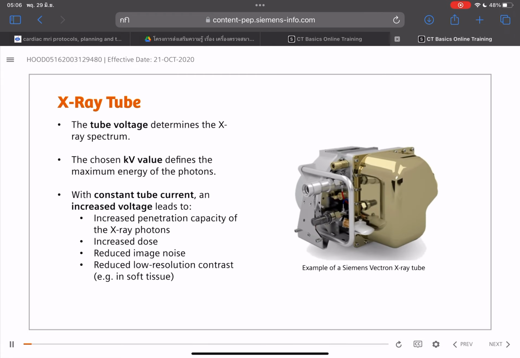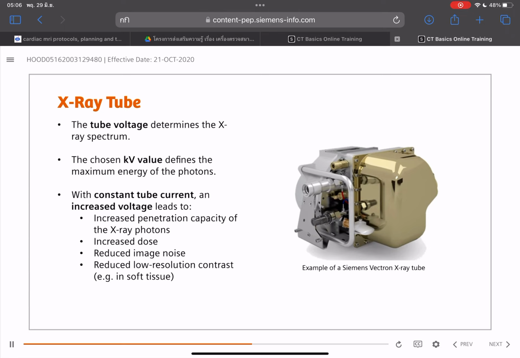One of the main parts of a computer tomograph is the X-ray tube. The tube produces the X-ray photons after it is energized by an electrical current. The energy level of the photons is determined by the voltage value. This kilovoltage has a significant impact on radiation dose and image quality. To be more specific, the tube voltage determines the X-ray spectrum. The chosen kV value defines the maximum energy of the photons.